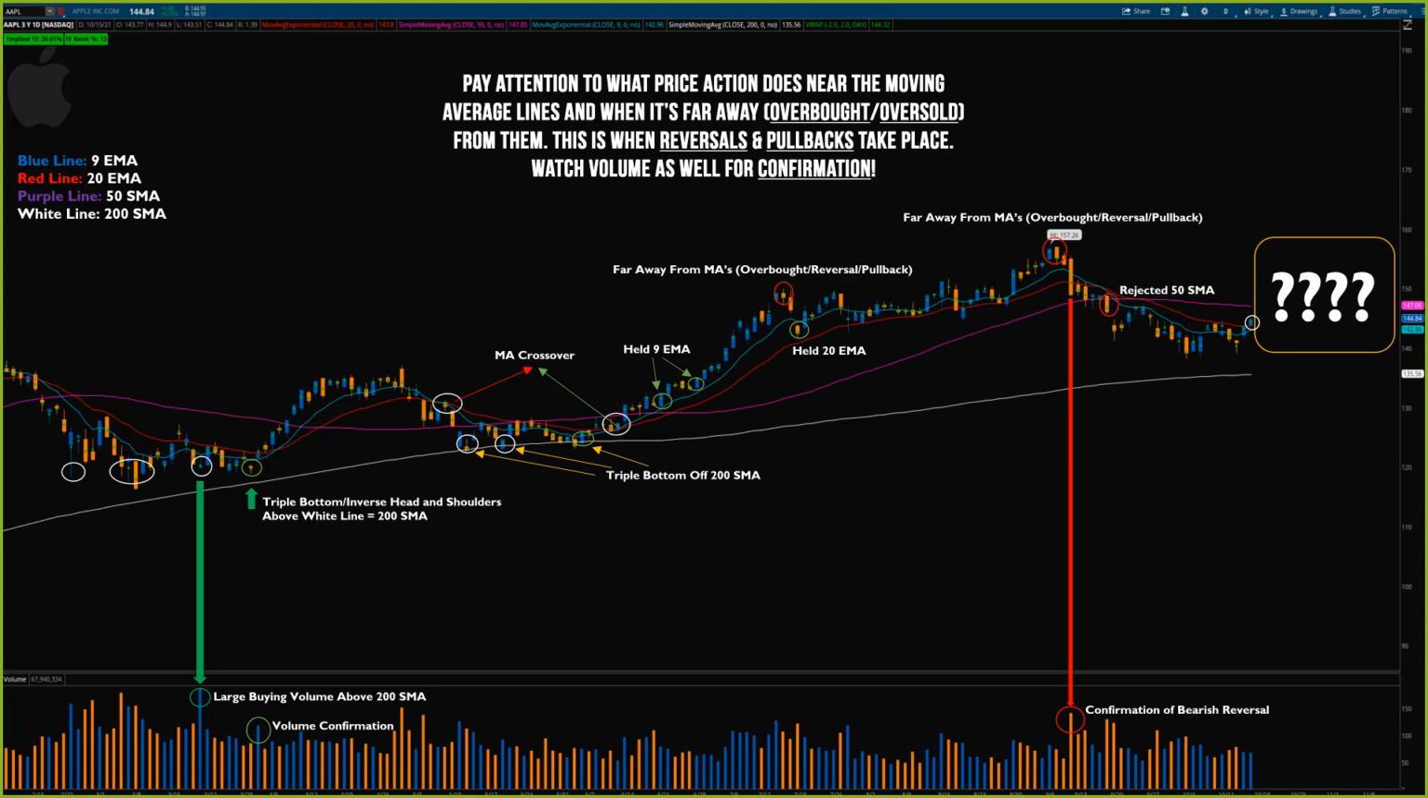This is a lot on this chart here, but you'll see my blue line is the 9 EMA, the red line is the 20 EMA, that purplish pinkish line is the 50 SMA, and that white line is the 200 SMA.